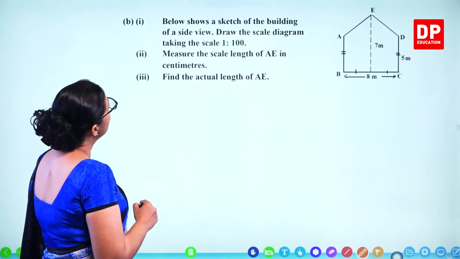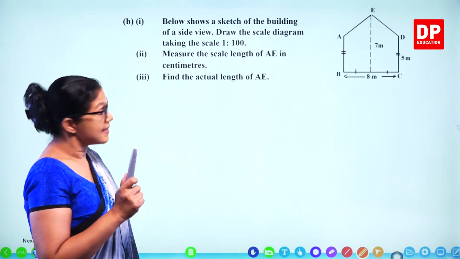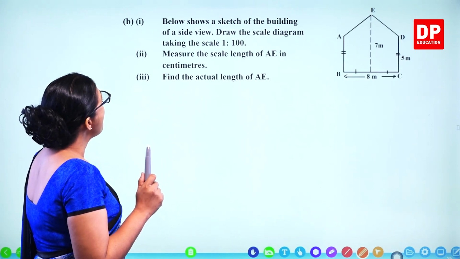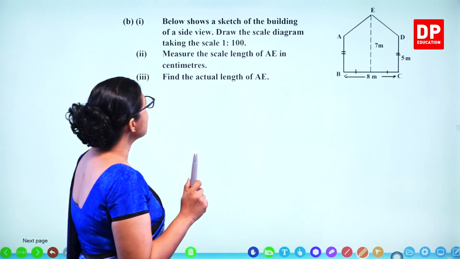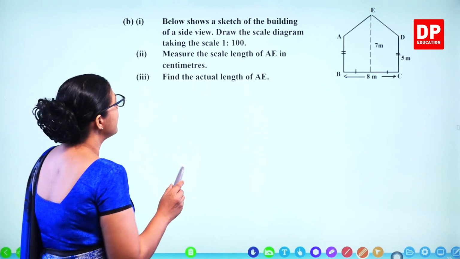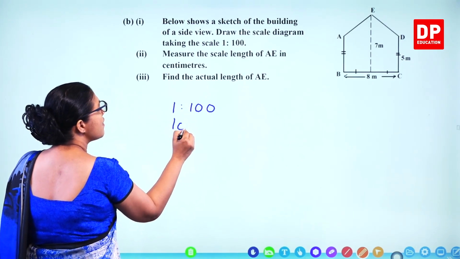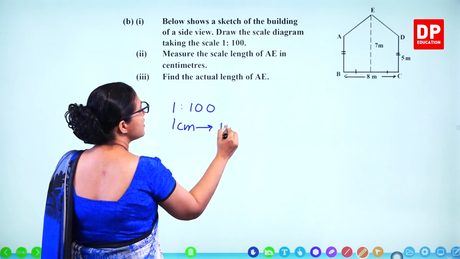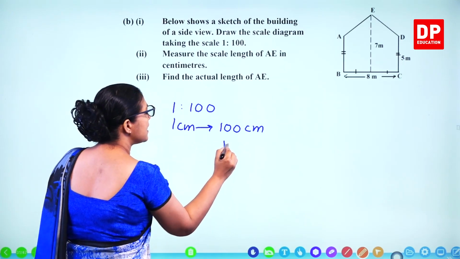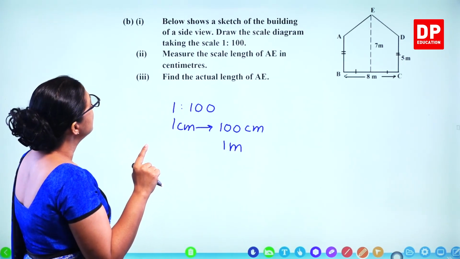Next one, part B, you have to sketch the diagram, draw the scale diagram and then measure actual lengths. Below shows a sketch of the building of a side view. Draw the scale diagram taking the scale 1 to 100. So 1 to 100. That means 1 centimeter represent 100 centimeters. 100 divided by 100, you get 1 meter.